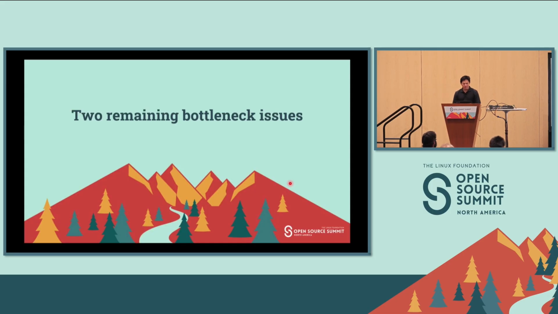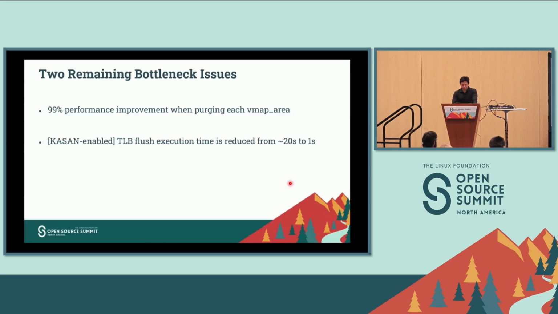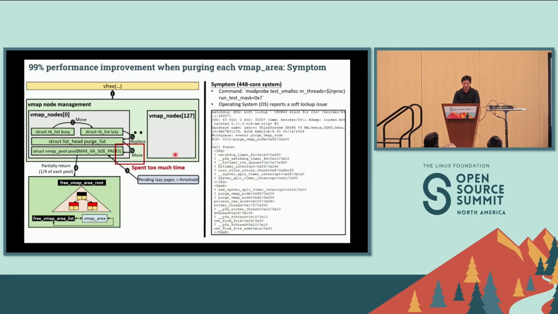Next, 2 remaining bottleneck issues. After the enhancement, 2 issues were still visible on large systems. The first one is purging inefficiency. The second one is slow TLB flush with the KASAN-enabled kernel. First, let's discuss the purge inefficiency.